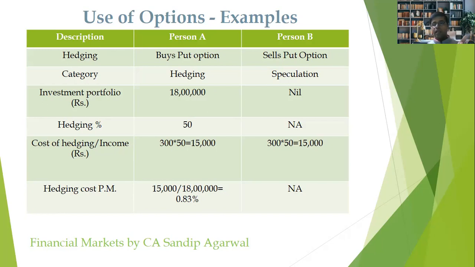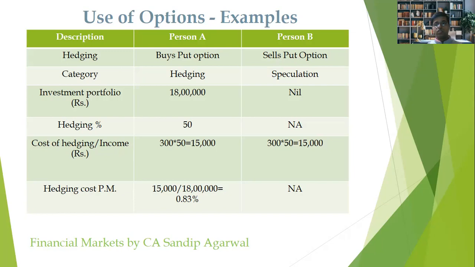So basically 9 lakh divided by 18 lakhs turns out to be 50%. So he has basically hedged his portfolio to the extent of 50% only. Now, in order to hedge his portfolio, how much premium has he paid? The option price was 300. The quantity of a single put option contract was 50. So 300 multiplied by 50 is equal to 15,000. The 15,000 rupees has been paid by this person to hedge his portfolio.